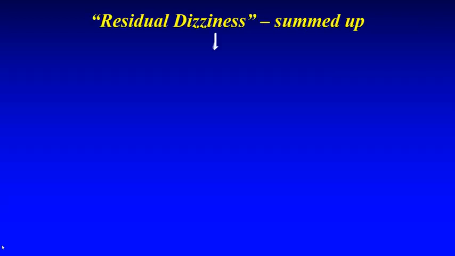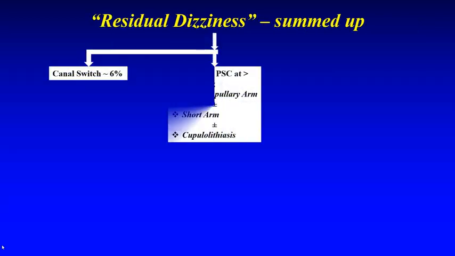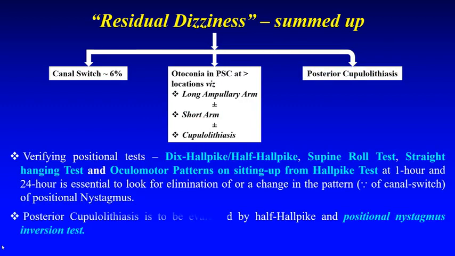So the residual dizziness, 3 important reasons: canal switch in 6%, otoconia in posterior canal at more than one location, and posterior cupulolithiasis. Retesting, that is the verifying position test at 1 hour and 24 hours, is essential to look for elimination or a change in the pattern of nystagmus, which may be because of canal switch. Posterior cupulolithiasis is best evaluated by Half-Hallpike positioning and positional nystagmus inversion test.